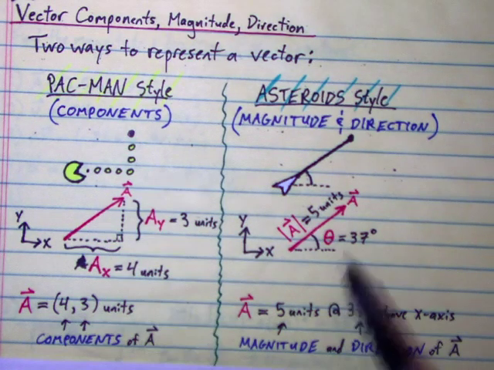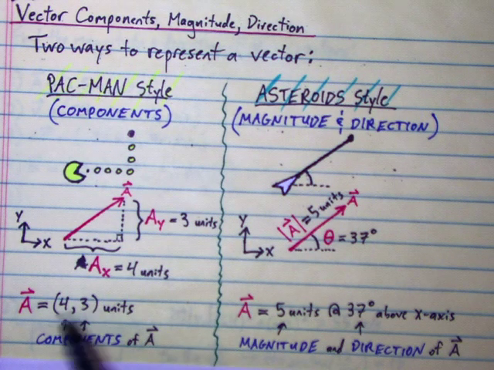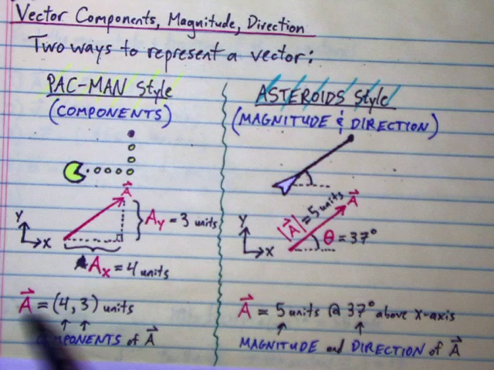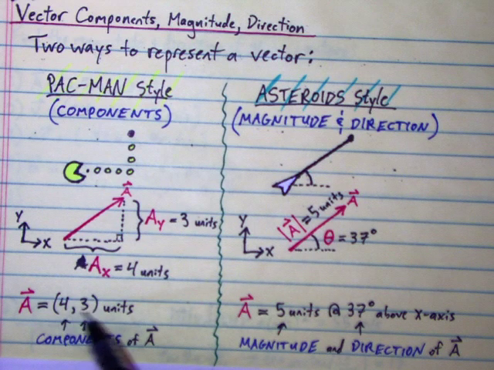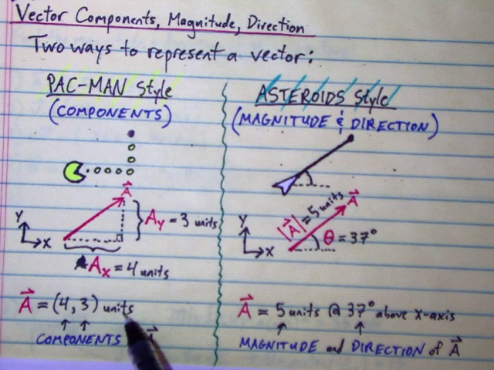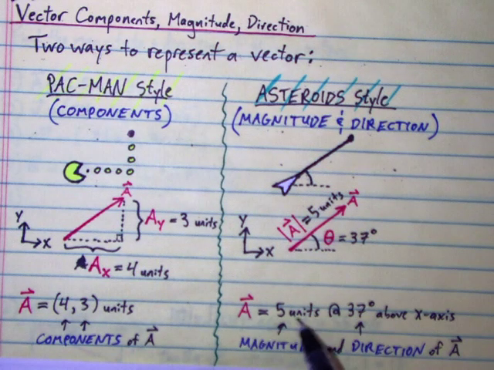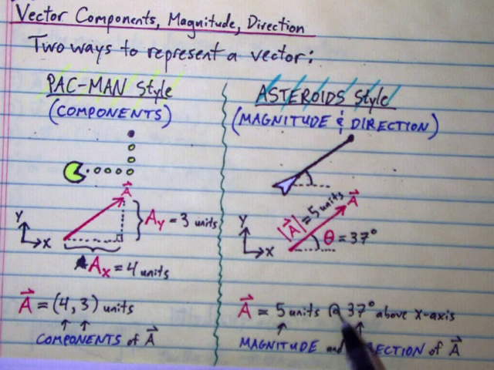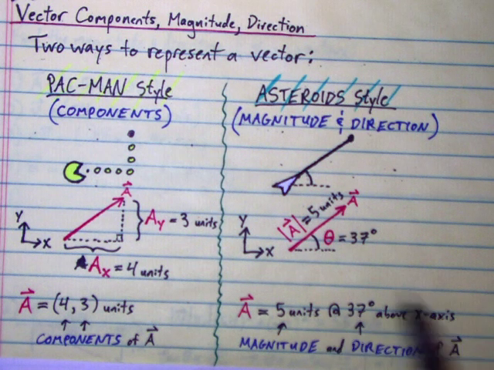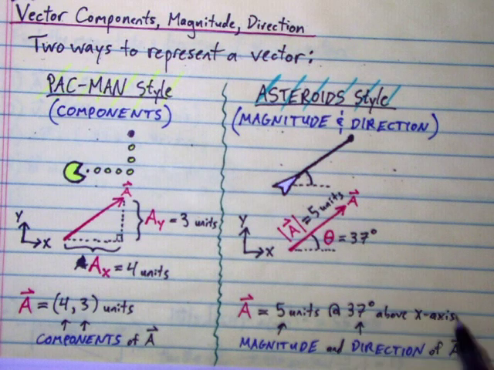So in either case, we need 2 numbers to represent the vector. 2 components to represent A. We can write A as 4, 3, the AX component, the AY component, and have the units on there. Or we can represent A as 5 units, that's the magnitude, and then give the direction. At symbol, for 5 units at 37 degrees above the x-axis. This is your direction, this whole thing here, 37 degrees above the x-axis. That's piece of information 1, piece of information 2. 2 pieces of information here, 2 pieces of information here to represent a vector.